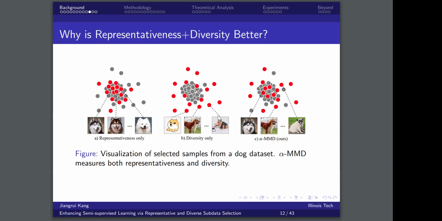So why are we saying that representativeness plus diversity is better? You can see that the first one selects only representative data, so it selects only a certain type of the docs, let's say dog. And the second one selects diversified data, but it selects too many outliers. Like this is an emoji, and this is a tiger dog, and I don't know how to call it. So our method, alpha MD, refers to a measure that measures both representativeness and diversity. So you can see that it selects edge points and those representative points. So that's the difference.